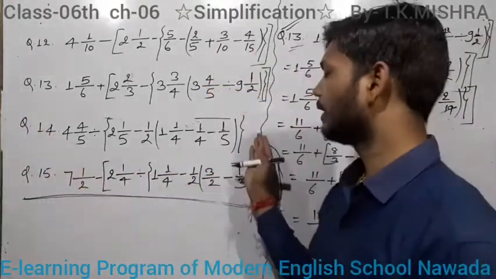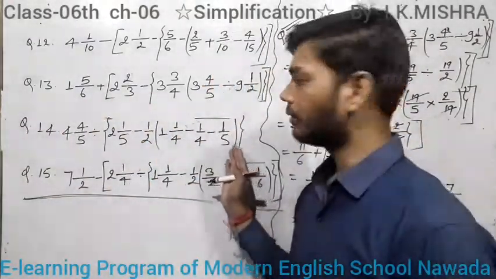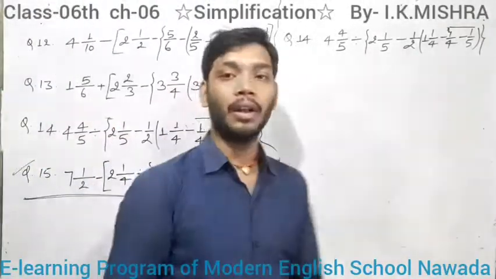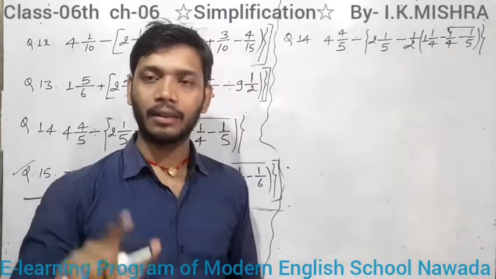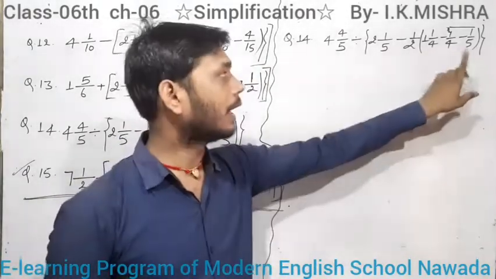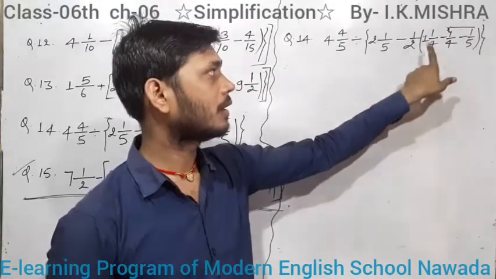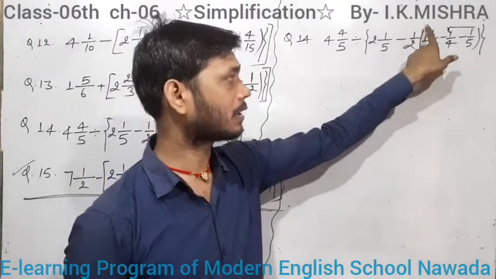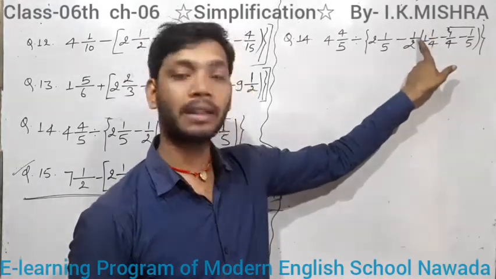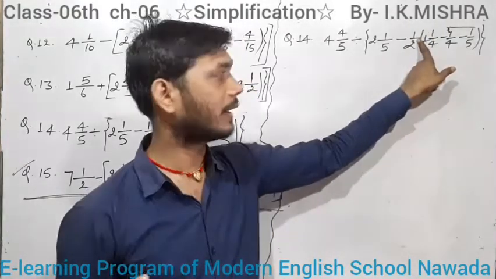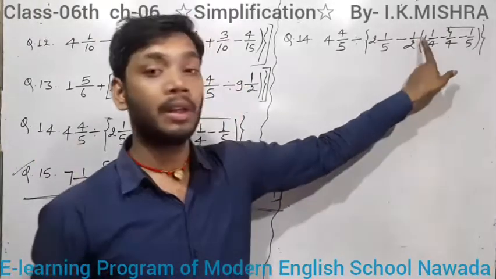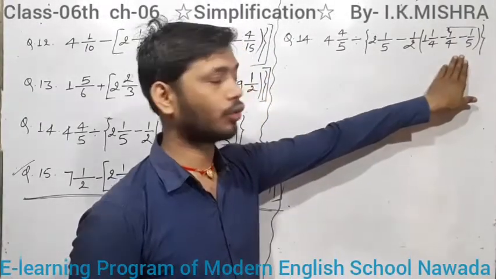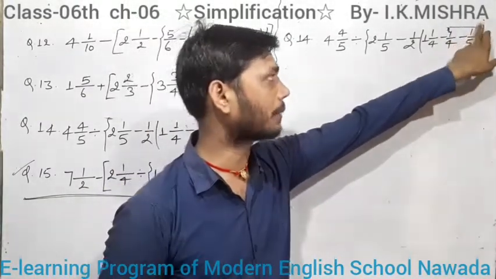Now I proceed. I solve this question number 14. Students, in this question number 14, observe two things. In the previous question I discussed that the multiplication sign is hidden. Here 1 by 2 and a started bracket, that means a multiplication sign is hidden, and this thing is already discussed in the previous question. Students, here a bar bracket is used. So first of all, do the operation of the bar bracket.